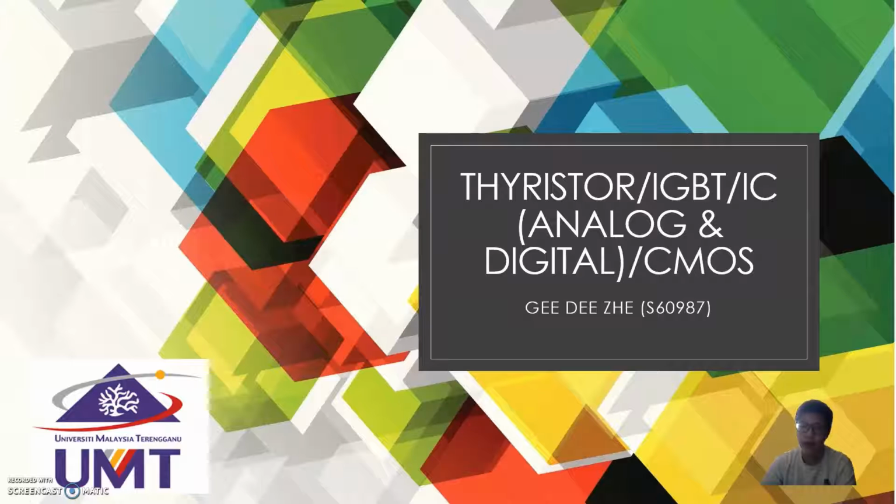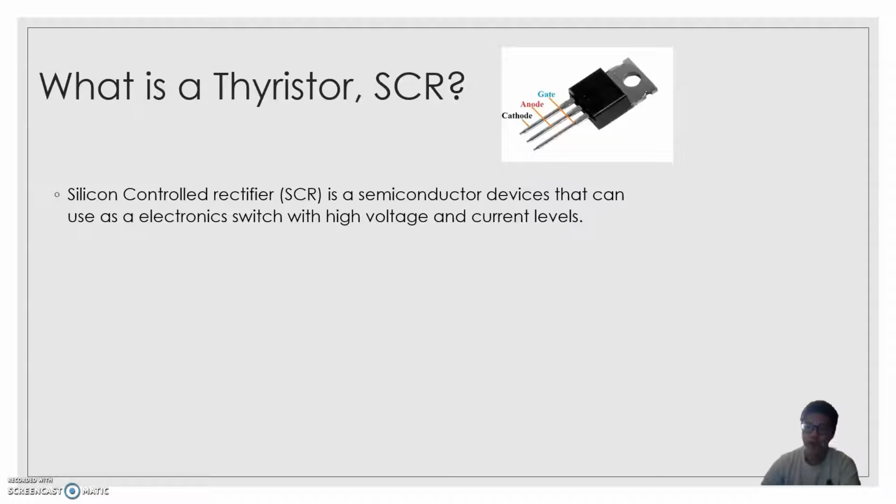So now I'm going to give a simple presentation video talking about the principles of Thyristor, IGBT, Analog and Digital IC, and also CMOS. First, what is a Thyristor SCR? Thyristors, or silicon controlled rectifiers, which is SCR, are semiconductor devices that can act as electronic switches, sometimes controlling circuits with high voltage and current levels.